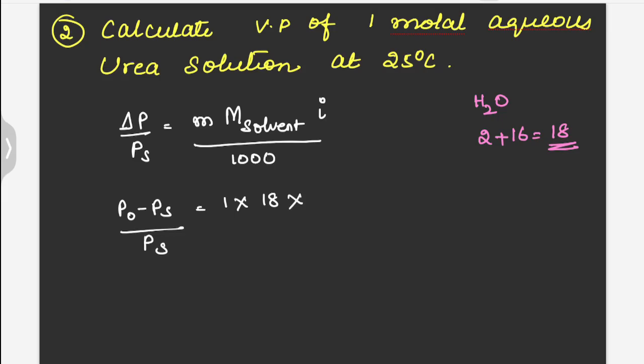So 18 into the Van 't Hoff factor. What is i here? The Van 't Hoff factor for urea. I have already made a beautiful video on the Van 't Hoff factor: how to find it for urea, glucose, sucrose, and if any ion is given, strong electrolyte, that is strong acid, strong base, weak acid, weak base. For urea, which is a non-electrolyte, the Van 't Hoff factor will be equal to 1. So into 1 divided by 1000.